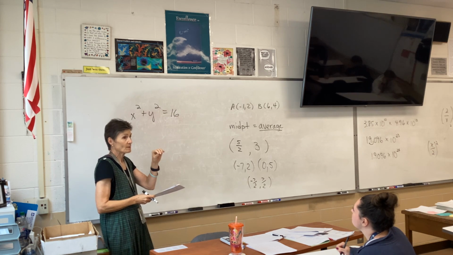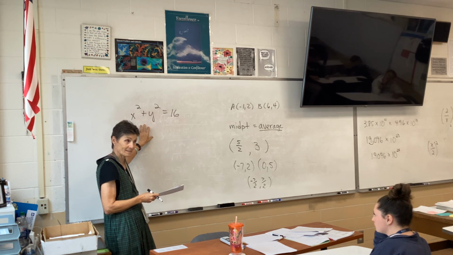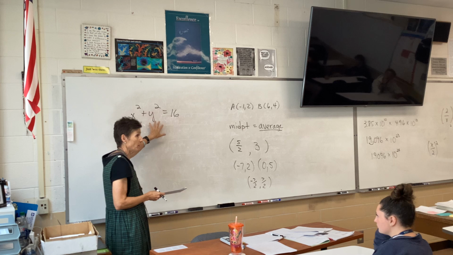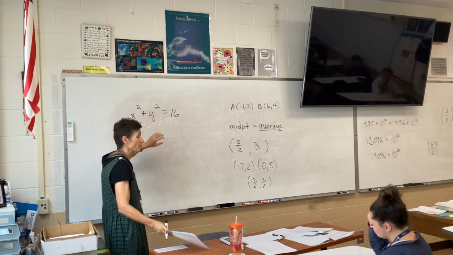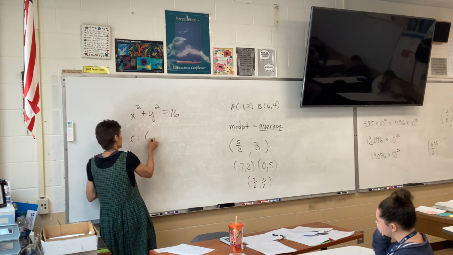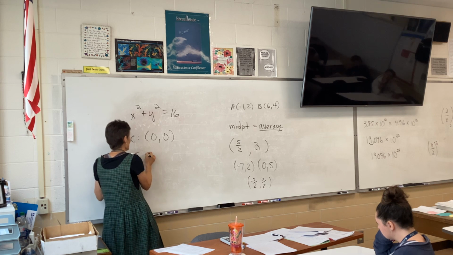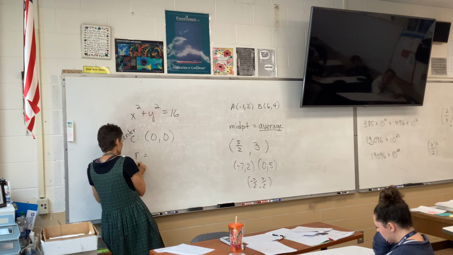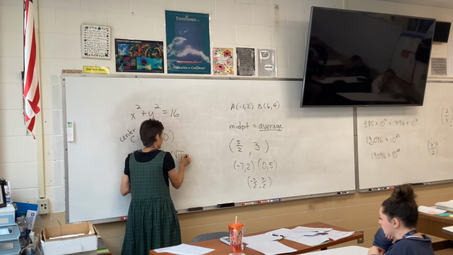Did you guys talk about circles last year? Equations that look like this. They have x squareds and y squareds in them. Okay, so if you have an equation that has an x squared plus a y squared, it's going to be a circle. This is a circle. The center of this circle is at the origin, and its radius is 4, the square root of 16.